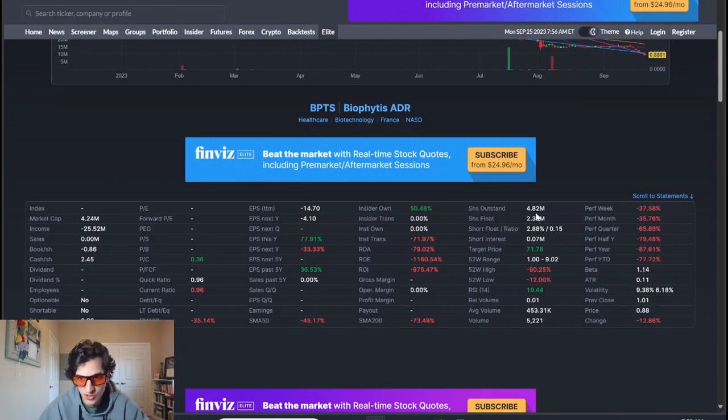Obviously, there's institutional ownership, which is the difference between shares outstanding. Shares outstanding is the amount of shares issued by the company. Some of that is going to be owned by, let's say, the owner, the CEO, the employees, and other institutions that are going to buy up the stock as well. So after all of that, there's 2.39 million shares available to buy on the market. If somebody comes in and buys 2.39 million shares, there will be zero shares available to buy.